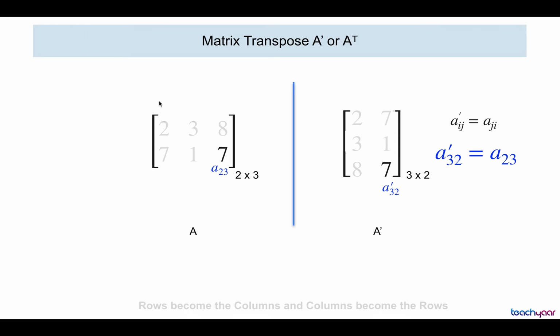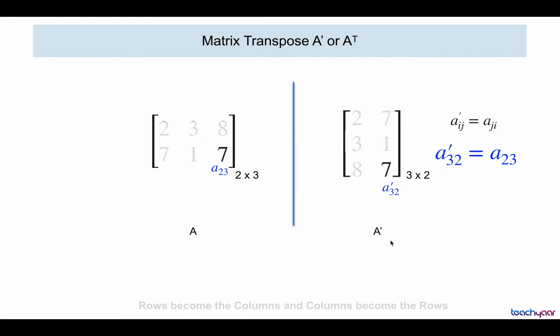Similarly, if you look at it column wise, the first column of A is 2, 7. The first row of A bar is 2, 7. The second column of A is 3, 1. The second row of A bar is 3, 1. The third column of A is 8, 7. The third row of A bar is 8, 7. So the columns of this are the rows of this, and the rows of this are the columns of this, right? And that explains why the rows of the matrix A become the columns of the transpose and vice versa.